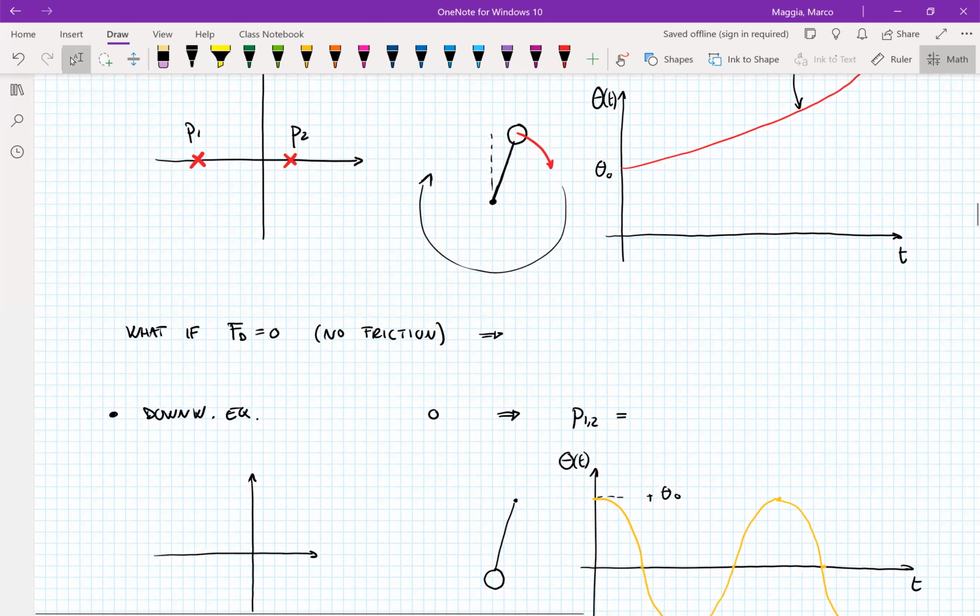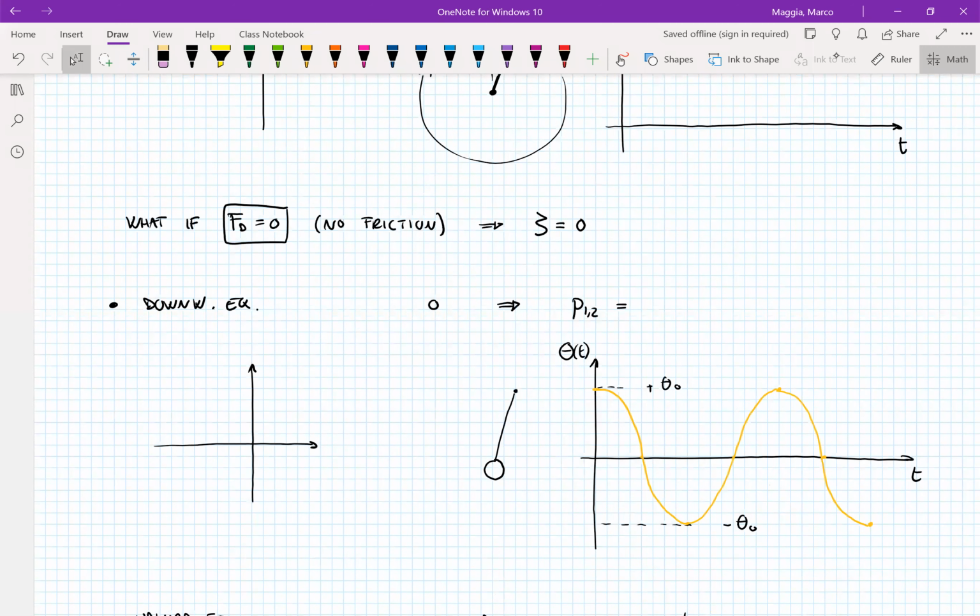Now let's take a look at another case. What if we had FD equals 0? In other words, what if we didn't consider the friction or the damping? In this case, the damping coefficient is actually equal to 0. So the downward equilibrium's characteristic equation becomes s squared plus 1 equals 0. And so what are the roots of such an equation? Those are plus and minus i. Plus and minus i are on the imaginary axis here and here. So we have P1 and P2.